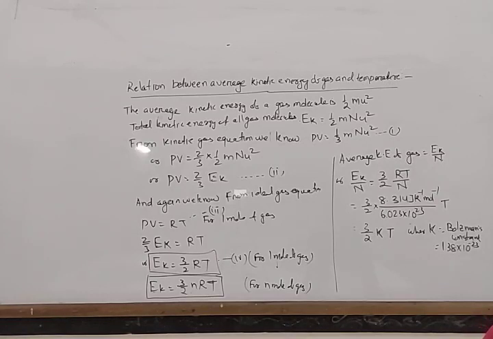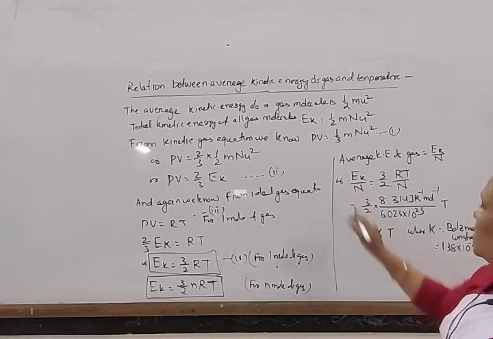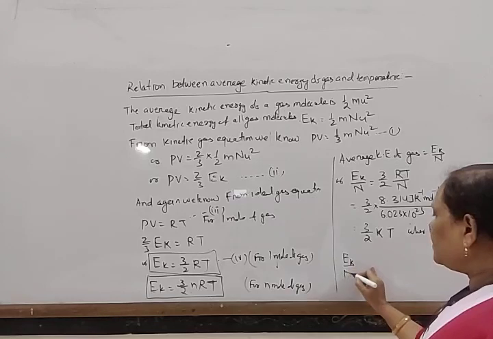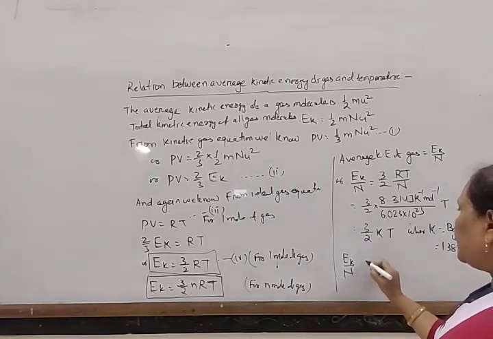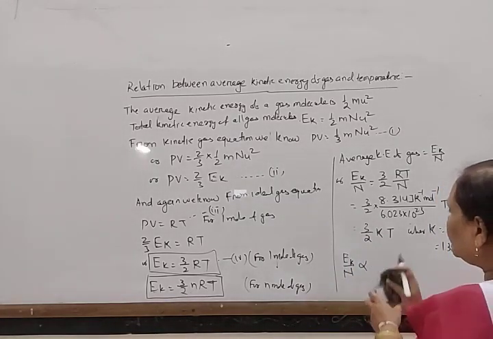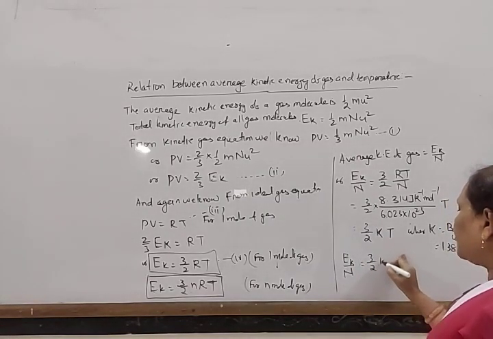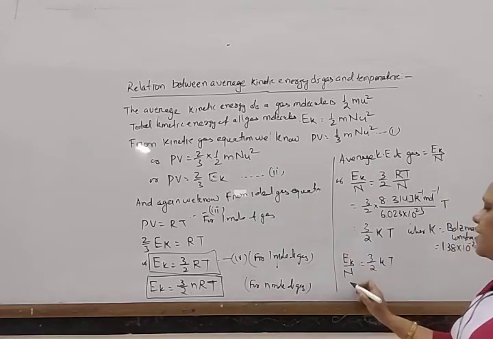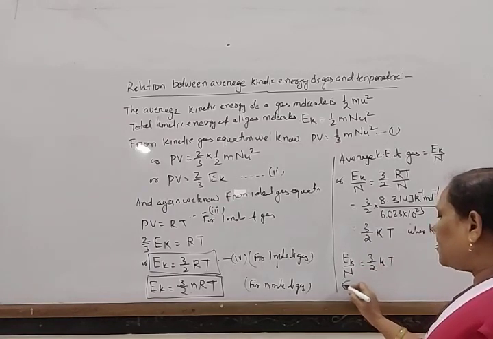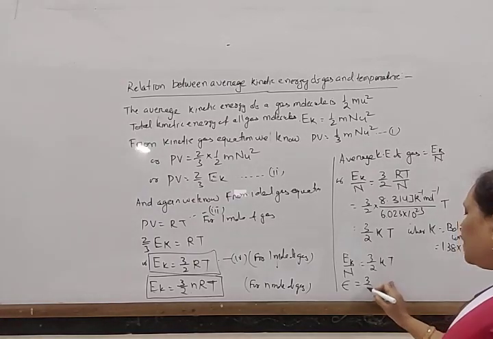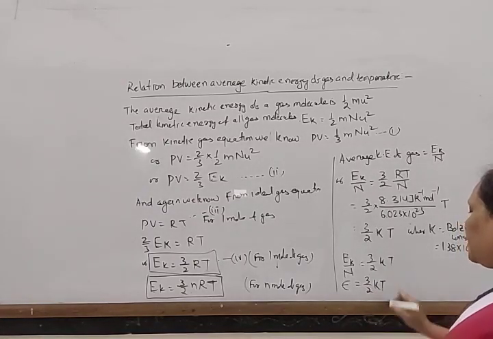1.38 into 10 to the power minus 23 joule Kelvin inverse. So the average kinetic energy, E_k by n, is equal to 3 by 2 kT. Suppose this average kinetic energy is represented by the letter epsilon. So epsilon is equal to 3 by 2 kT.